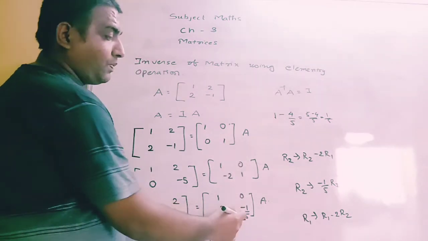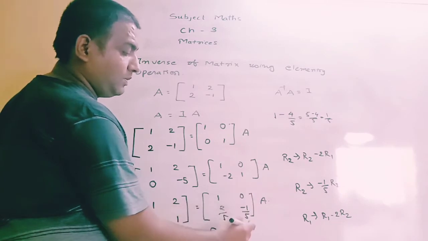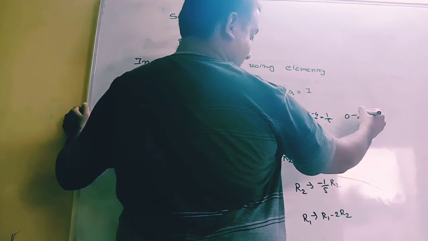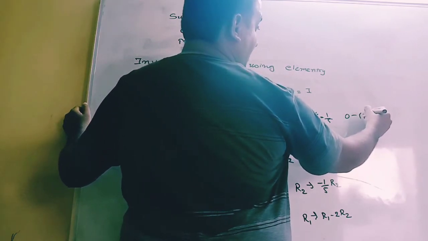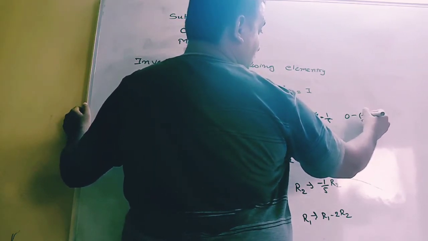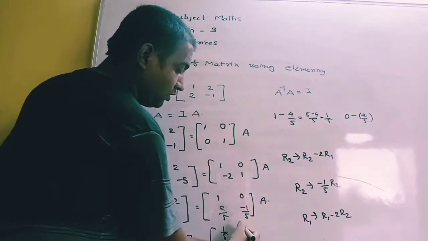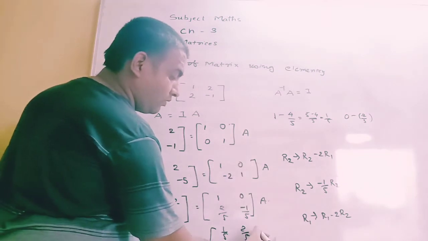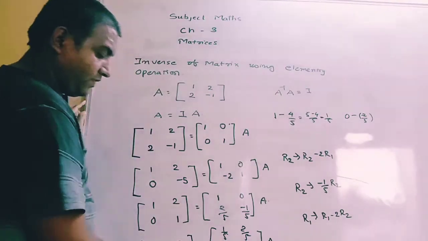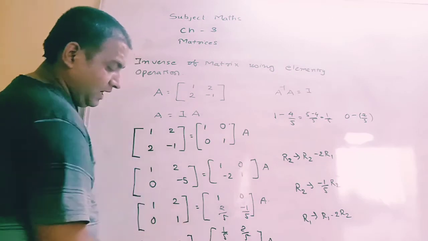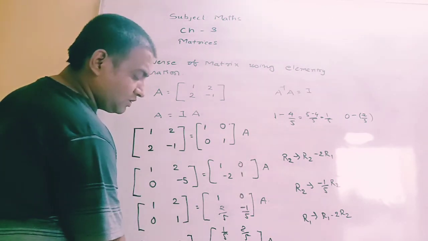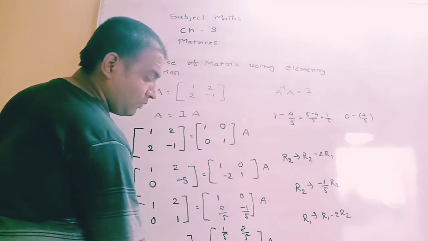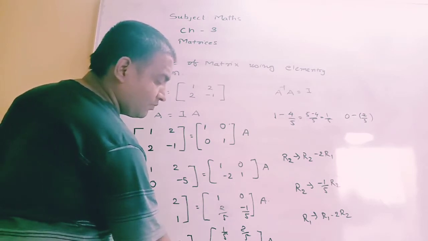Here minus 1 by 5 into minus 2, that will be 0, minus 1 by 5 into 2, so minus 2 by 5, so it will be 2 by 5, 2 by 5, minus 1 by 5 into A, and so here we are getting A inverse into A equals I. So A inverse equals 1 by 5, 2 by 5, 2 by 5, minus 1 by 5.